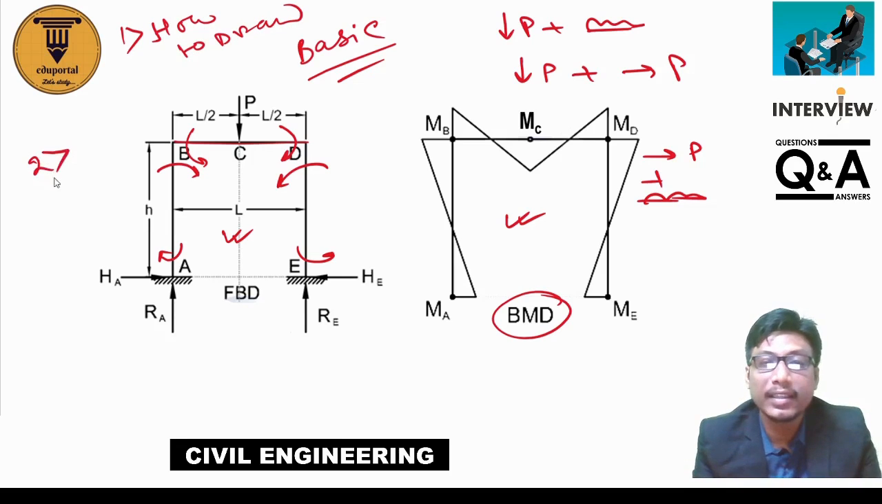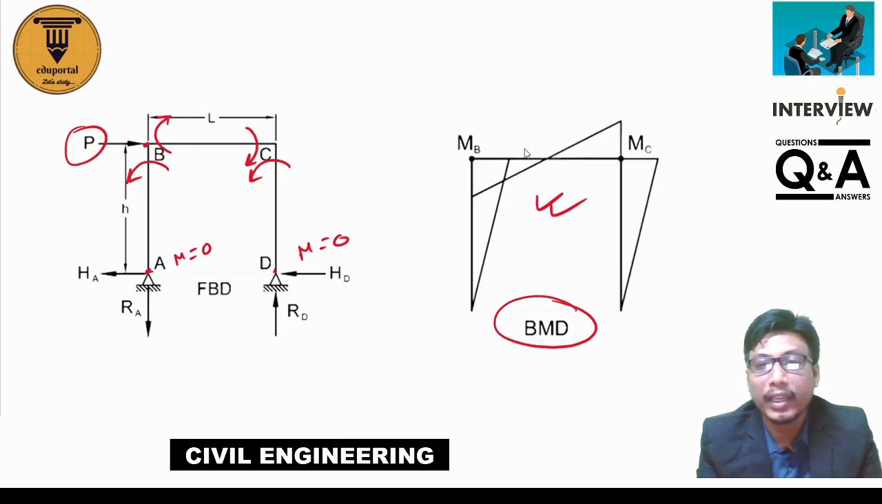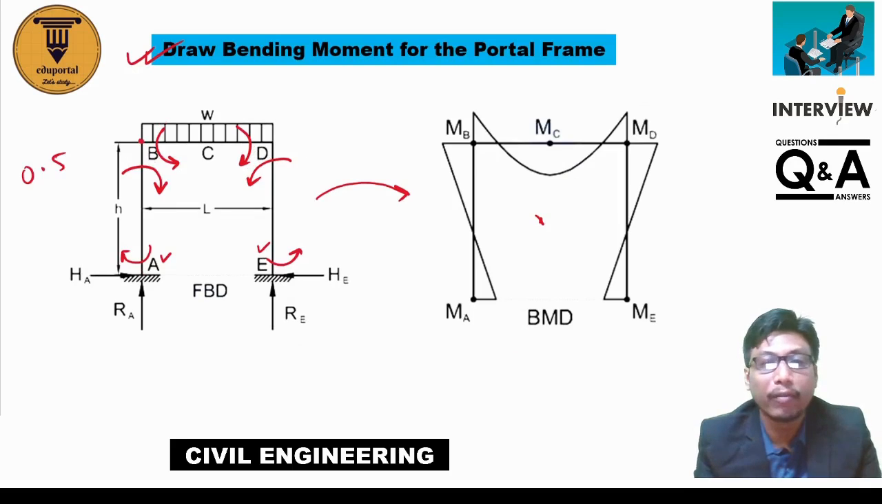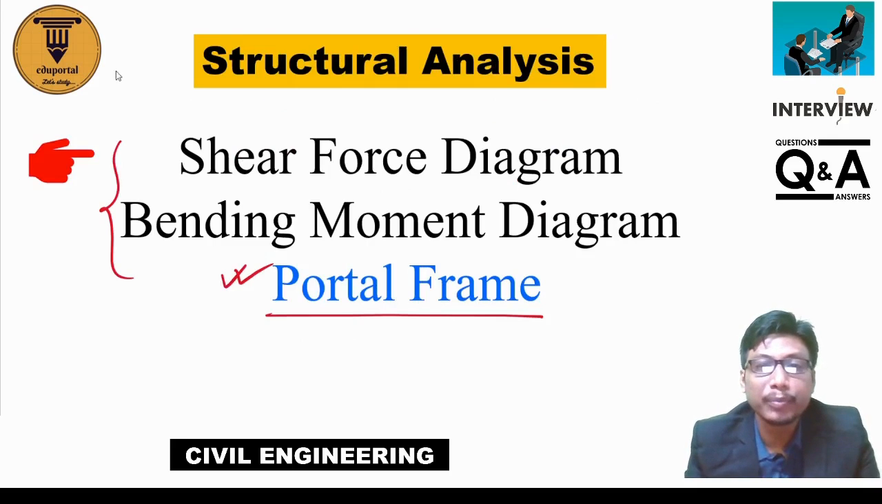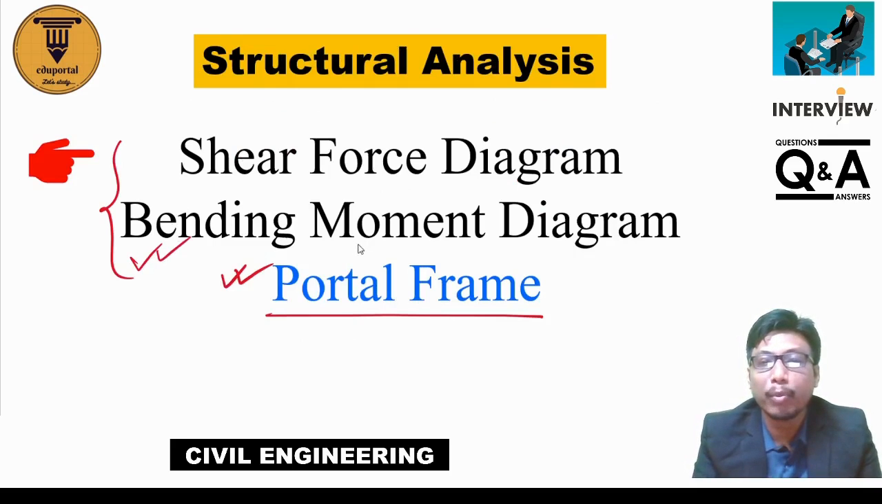And the second thing they check is whether you know this pattern or not. That is, for a point load, the bending moment diagram will be linear, that is first degree, and for lateral load here it is also first degree, and for UDL it is a second degree curve. So they want to check whether you know the pattern of the bending moment diagram or not. Okay, so this is the bending moment diagram of a portal frame.